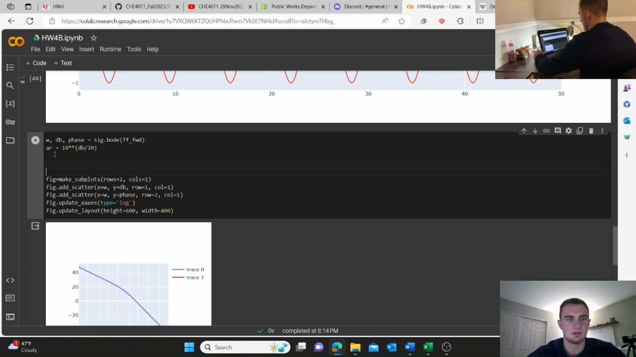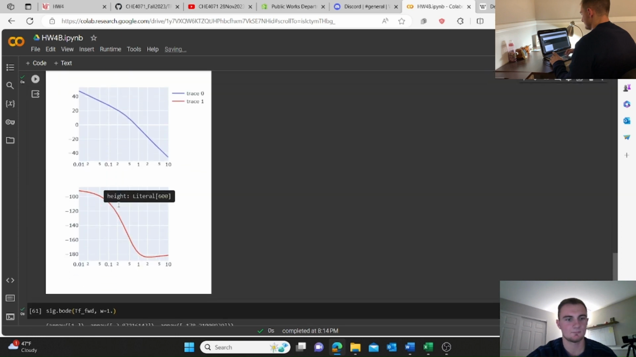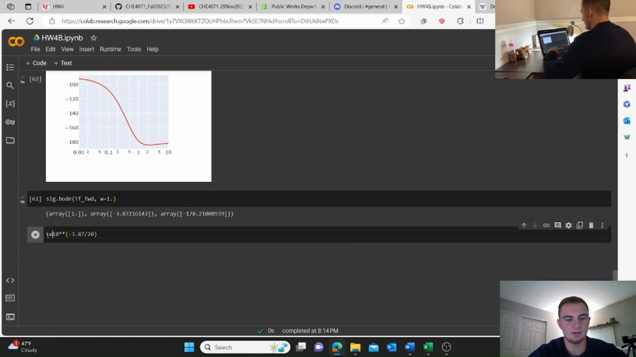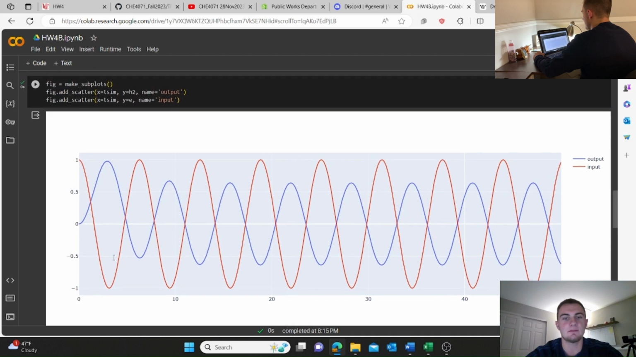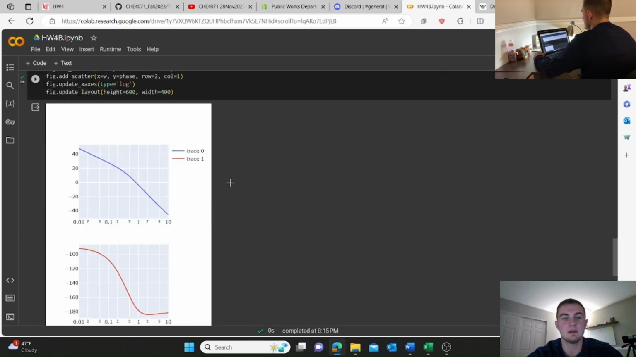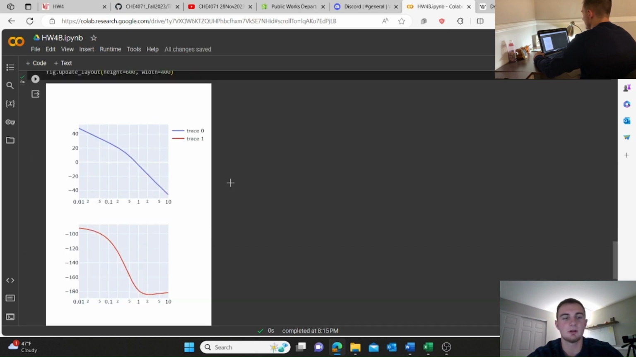So I'll do 10 raised to negative 3.87 divided by 20. See what that returns here. I'm just going to set this equal to test, and now let's see what our test looks like. So this is our amplitude ratio, 0.64. And if we go back up and look at what we had plotted before, our ratio of the input to the output is going from 1 to just about 0.4, it looks like. So we know that our two graphs are definitely correct, and that's what we're asked to do in the second part of this part 3 homework.